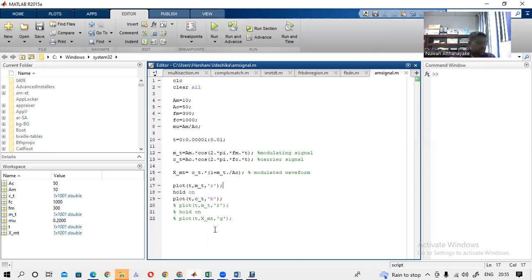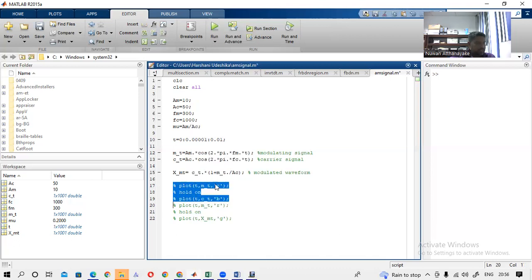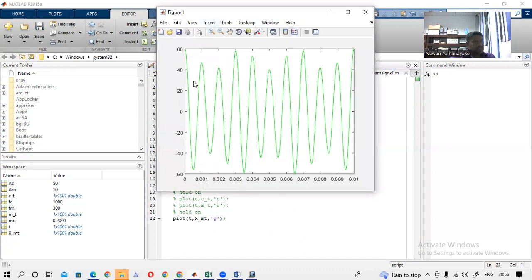So if you plot this modulated signal, now I will remove this one, I will comment it. And if I write the modulated signal, this is the modulated signal, x(t). So you can see that we have a modulated signal. This is our modulated signal. This is a correct signal actually.